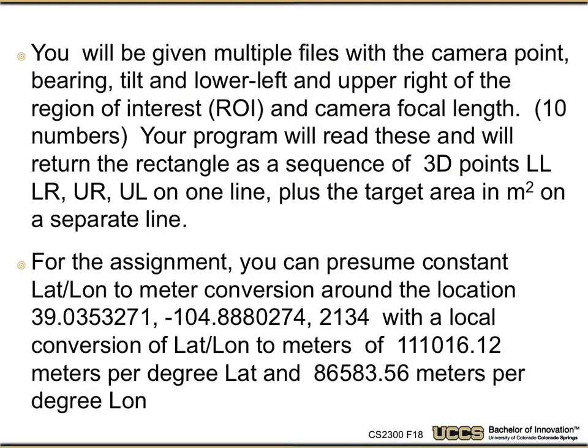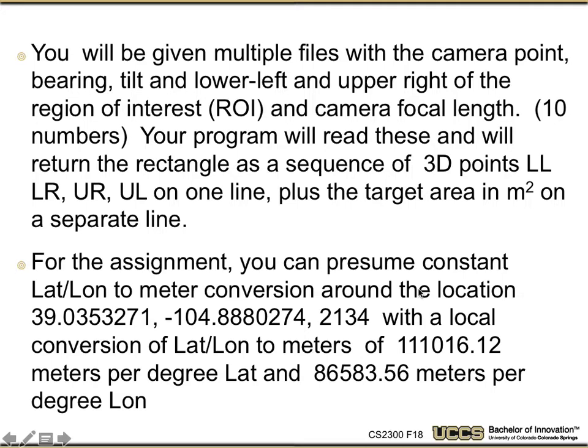So for testing, you'll be given multiple files that have: here is where the camera is, here's the bearing and tilt, and then the lower left and upper right of the region of interest in the image, which gives you the 2 corners. You can get all 4 of them from that. And then you're going to output the 4 corners on the ground plane and the target area. Again, for realistic things, we would do something more complicated.